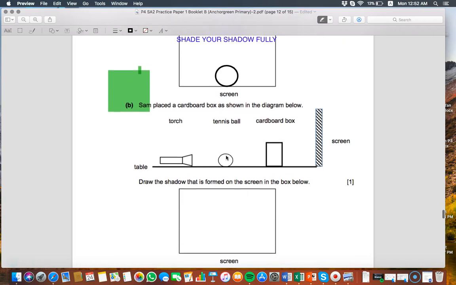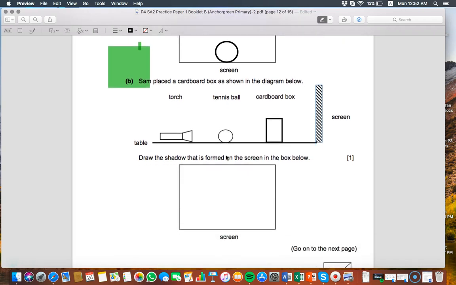Sam placed a cardboard box as shown. Draw the shadow that is formed. Okay, now, there are two possible shadows, alright?